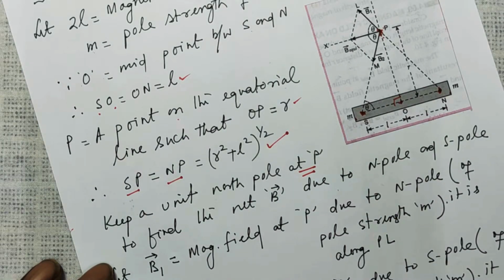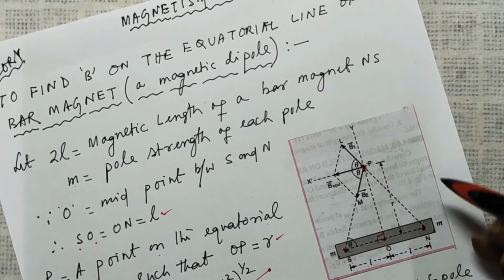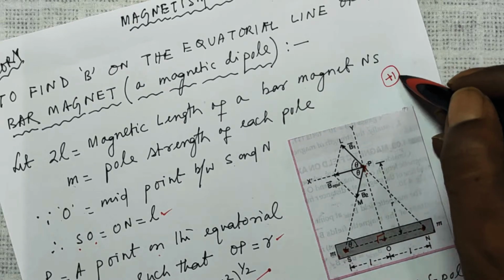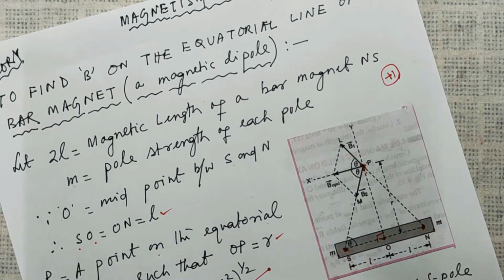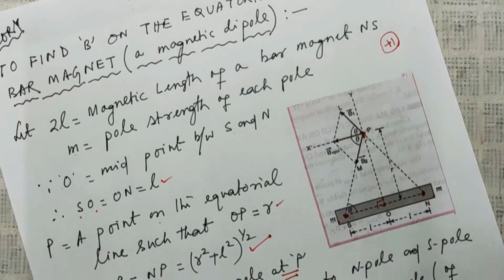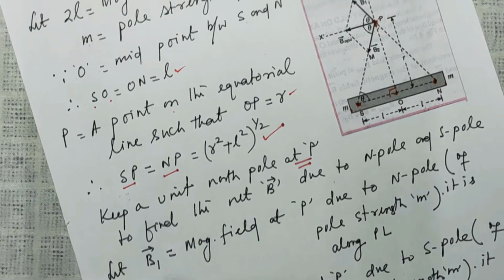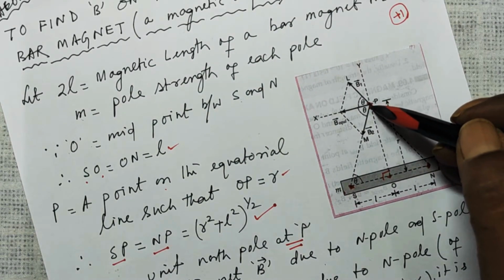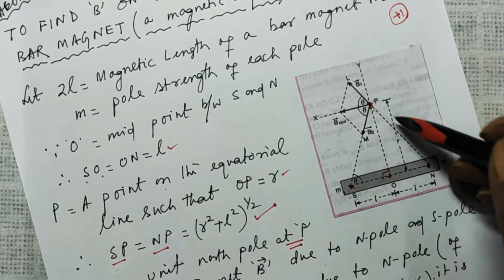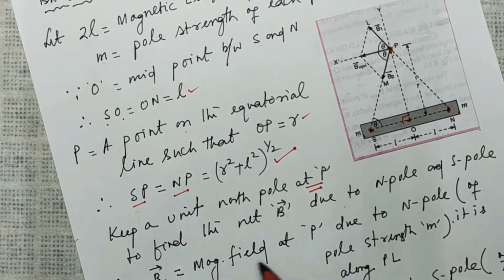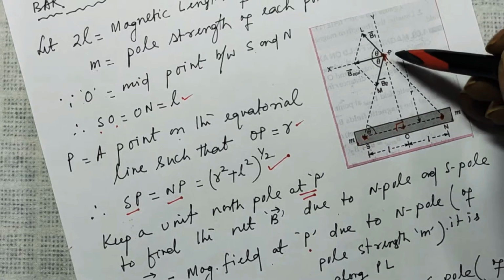In electrostatics, we were keeping a unit positive charge to find the field. In magnetism, we'll put a unit north pole to find the field. So, let B1 be the magnetic field at P. This north pole will repel this unit north pole to this side.